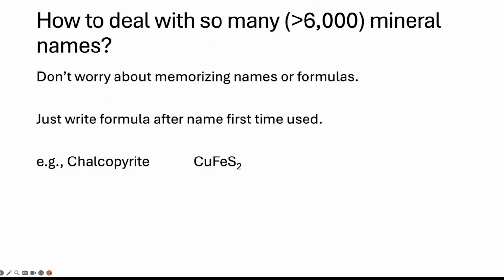So how to deal with so many, only 6,000 mineral names? Well, don't worry about memorizing names or formulas. Just write the formula after the name the first time it's used. So for example, we just talked about chalcopyrite, which is a very important one, CuFeS2. So you can remember it that way, but you're not going to be asked to remember minerals for the test.